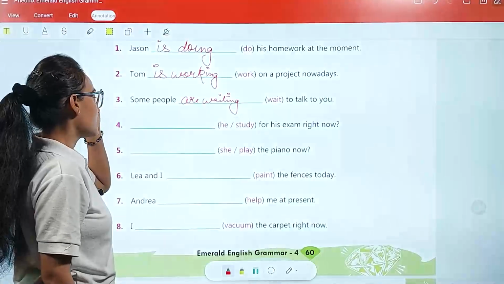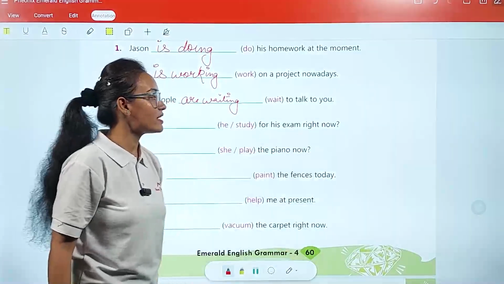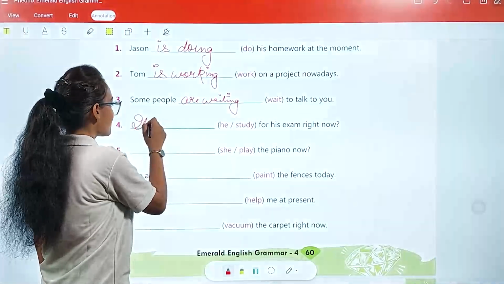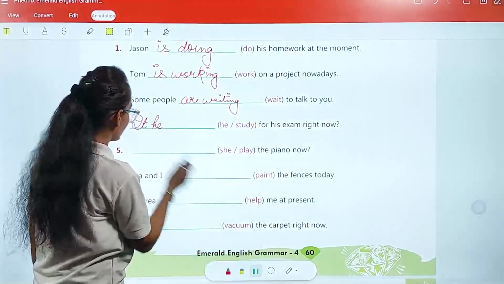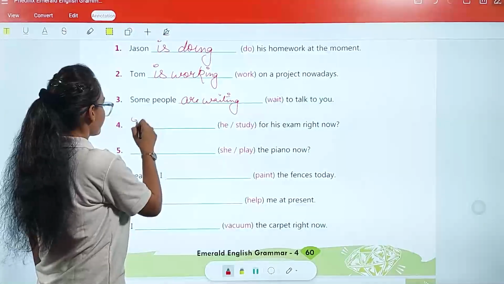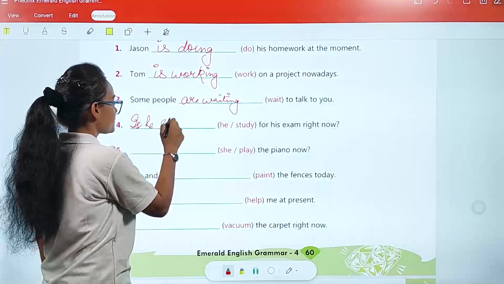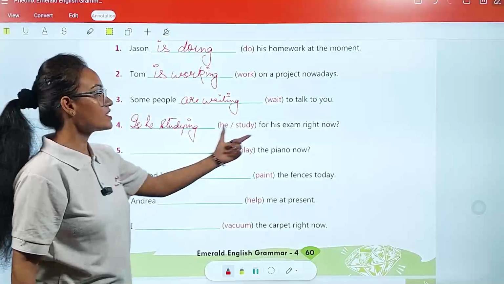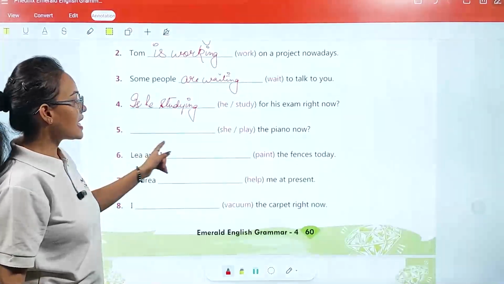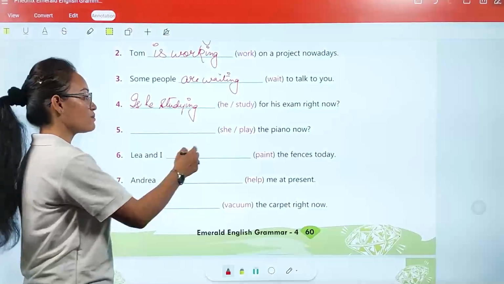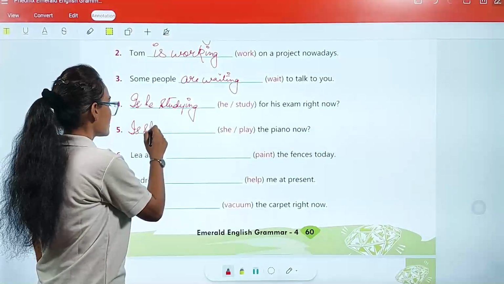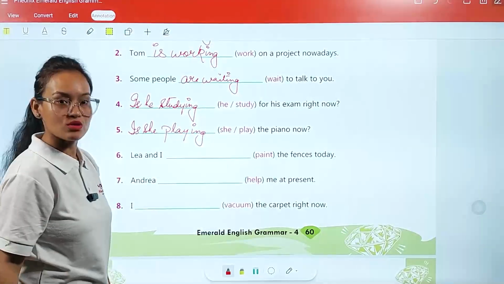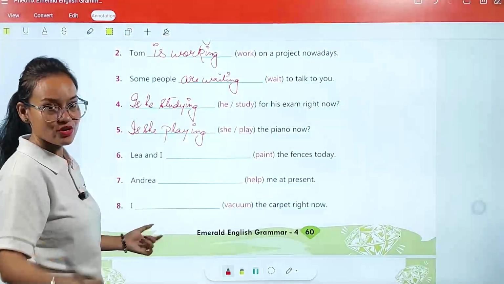Fourth one, dash he study for his exam right now. Is he studying? Is he studying for his exams right now? Next one, does she play the piano? No, is she playing? Is she playing the piano? Now, the rest of 6, 7, 8 you are going to complete on your own.